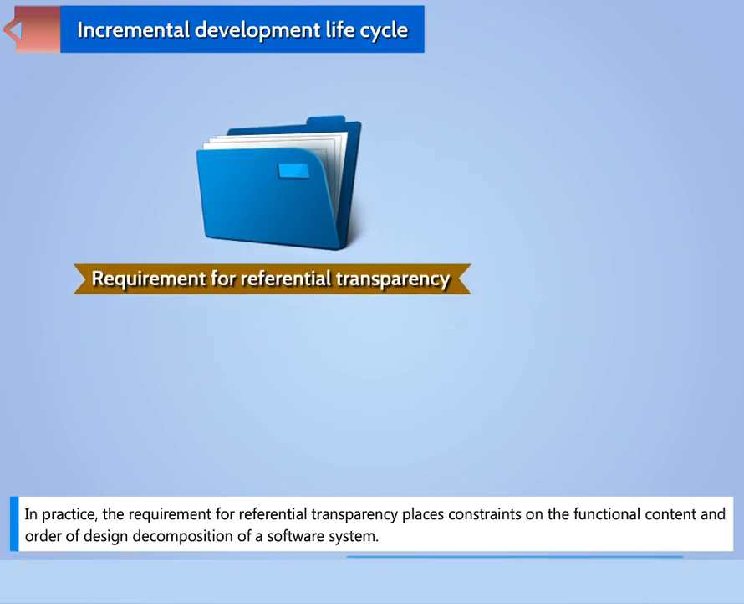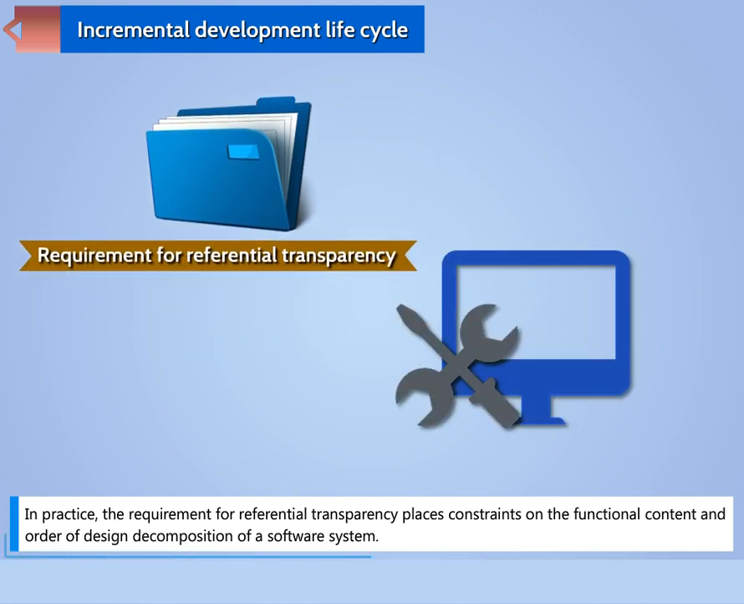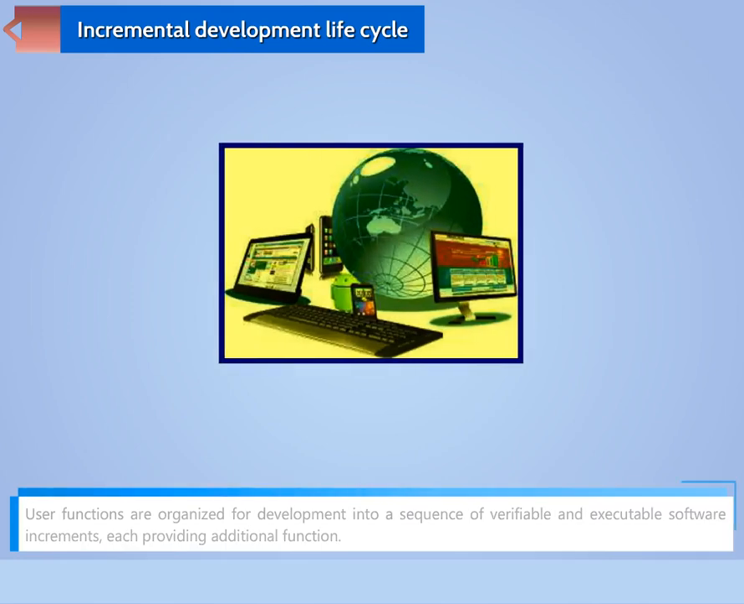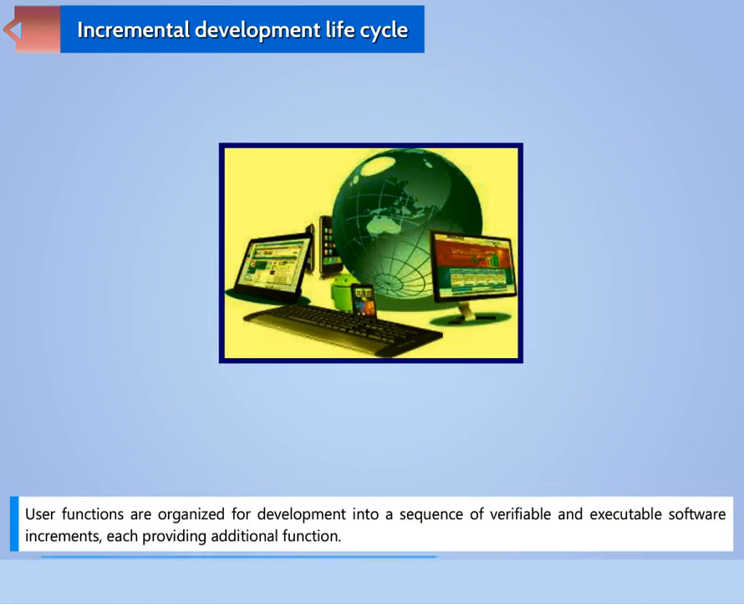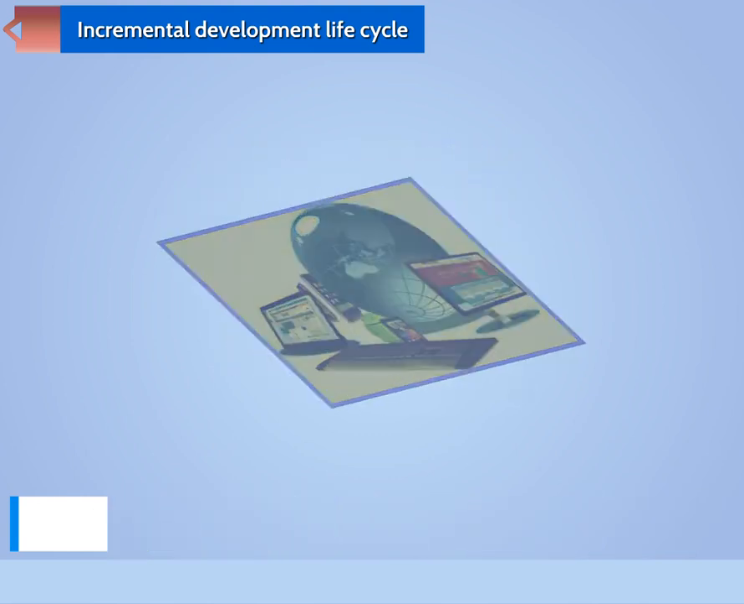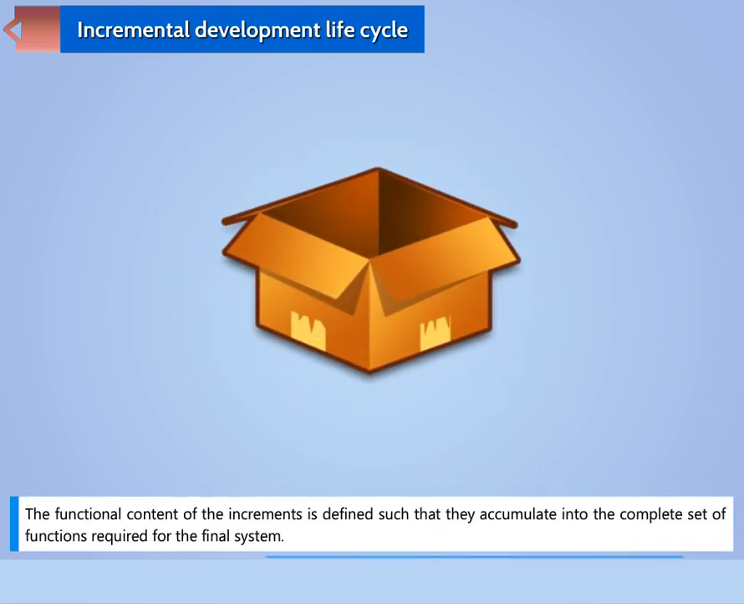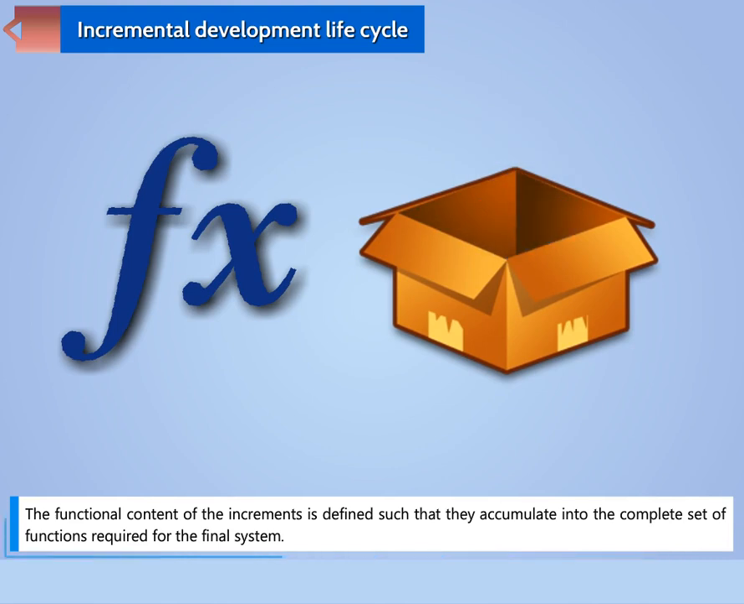In practice, the requirement for referential transparency places constraints on the functional content and order of design decomposition of a software system. User functions are organized for development into a sequence of verifiable and executable software increments, each providing additional function. The functional content of the increments is defined such that they accumulate into a complete set of functions required for the final system.